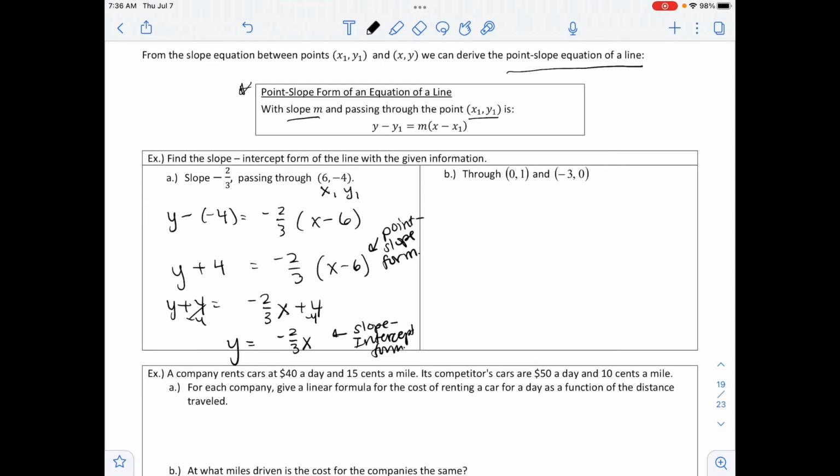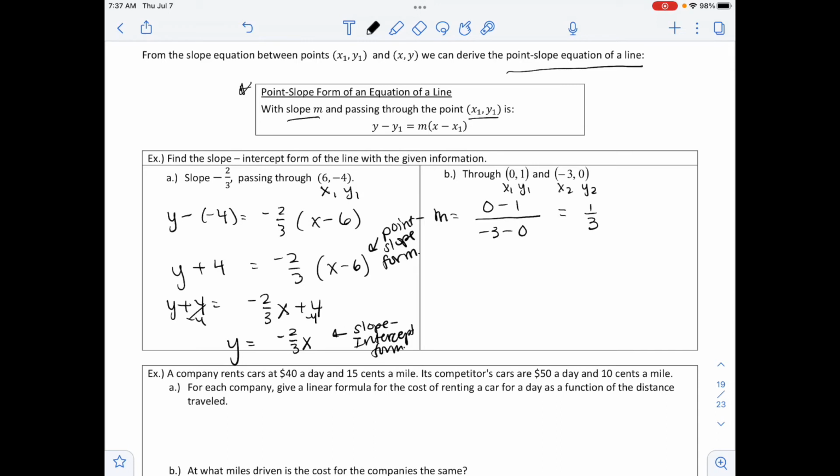The example right next to this one, instead of giving us the slope and an ordered pair, gives us both ordered pairs. So I have (x1, y1) and (x2, y2). The first thing I need to do is calculate my slope, which again we saw was y2 minus y1 over x2 minus x1. Simplifying this, we get 1/3.